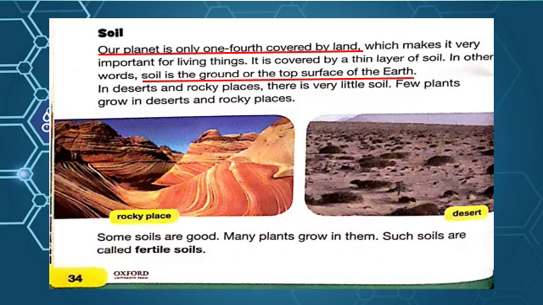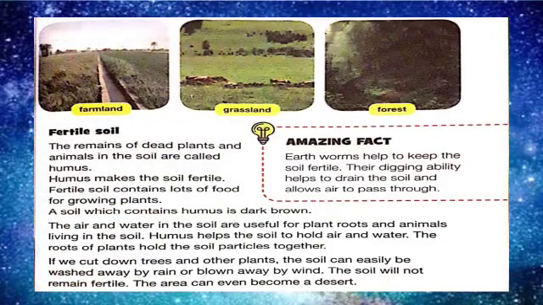In deserts and rocky places, there is very little soil. A few plants grow in deserts and rocky places. Some soils are good, and many plants grow in them. Such soils are called fertile soils. A fertile soil will contain all the major nutrients for basic plant nutrition. Usually, a fertile soil will also have some organic matter that improves soil structure and soil moisture. Fertile soil. The remains of dead plants and animals in soil are called humus.